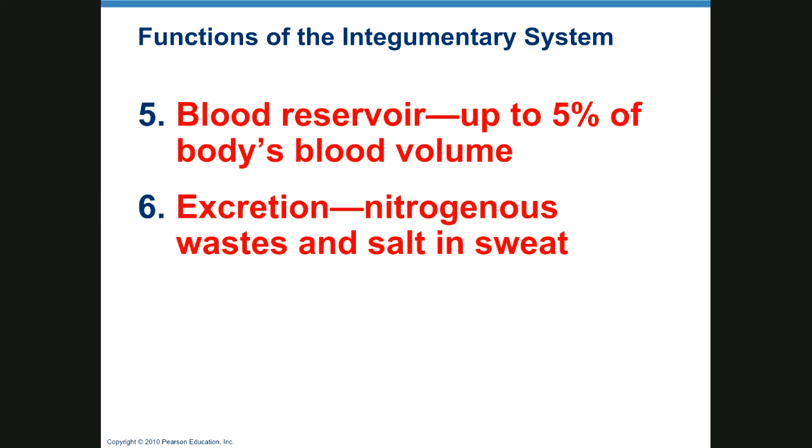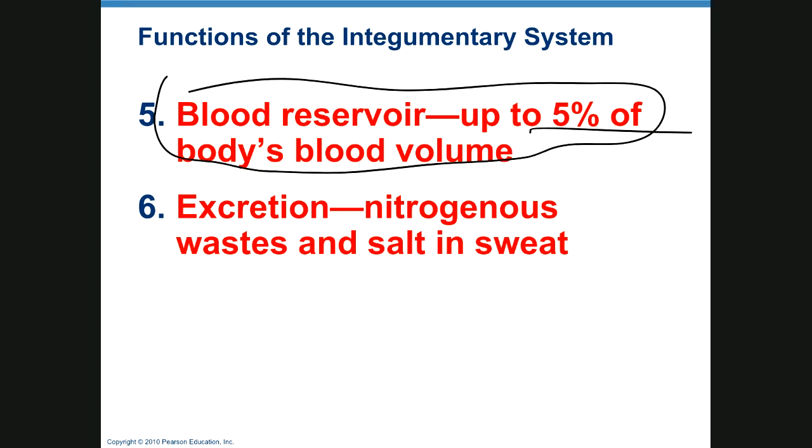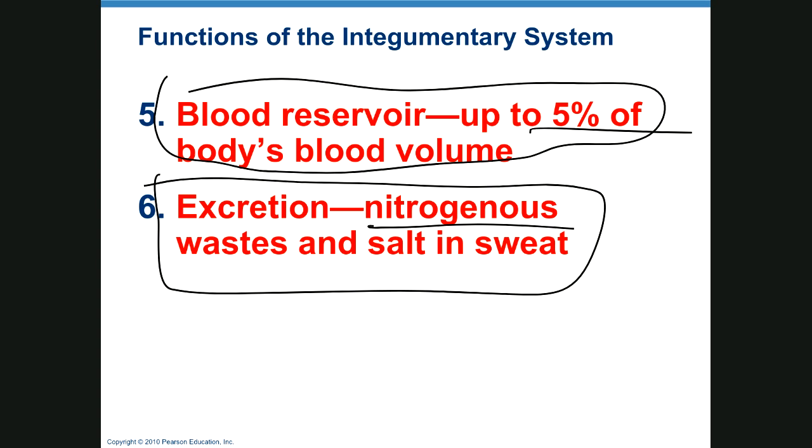A couple of other functions of the skin: it represents a reservoir for blood. About 5% of the blood at all times will be found in the skin. That's why blood can be diverted from the skin if it's needed to the center of the body, to organs, or it can be moved away from the center of the body to the skin blood vessels if needed. The last function is excretion of waste. Nitrogenous waste especially is excreted, or some of it is excreted, via the skin. Most of it is through urine, but some of it we get rid of through the skin.